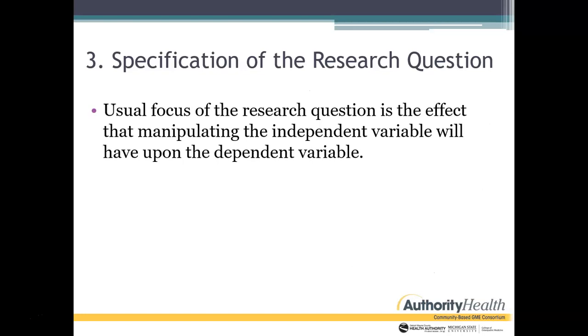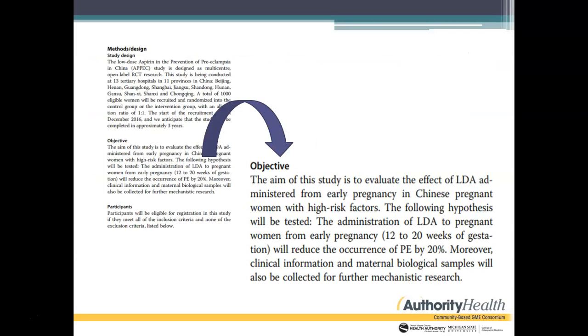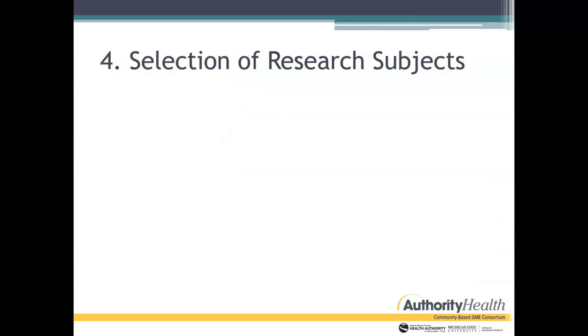Now, the usual focus of the research question is the effect that manipulating the independent variable will have upon the dependent variable. And this is typically found at the beginning of the article. So it's important to be able to identify and specify what the research question is. And here from our preeclampsia article, we see the following hypothesis will be tested. The administration of low-dose aspirin to pregnant women will reduce the occurrence by 20%. So you see a specification of our hypothesis there.